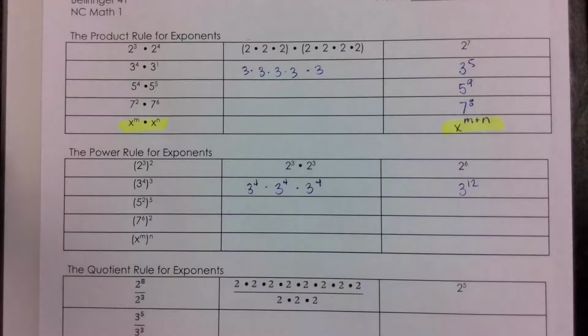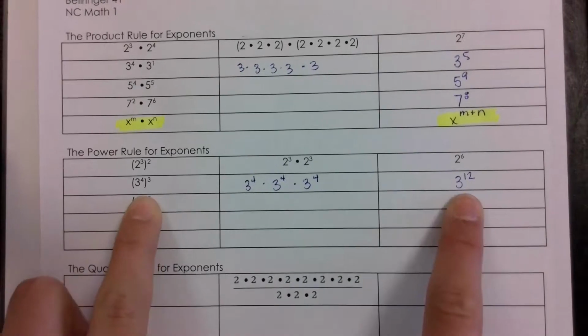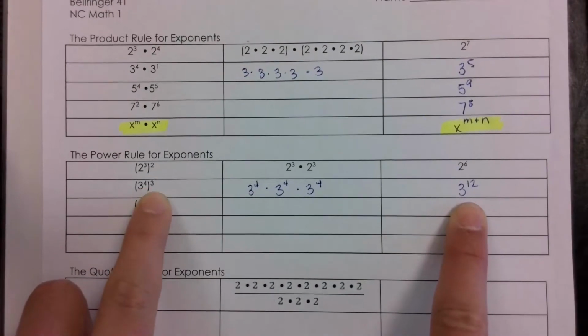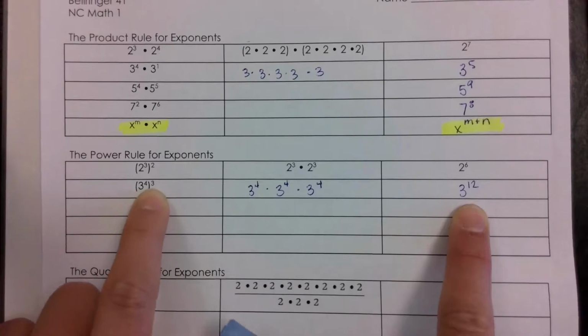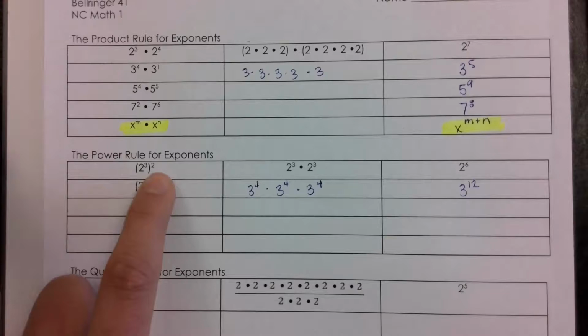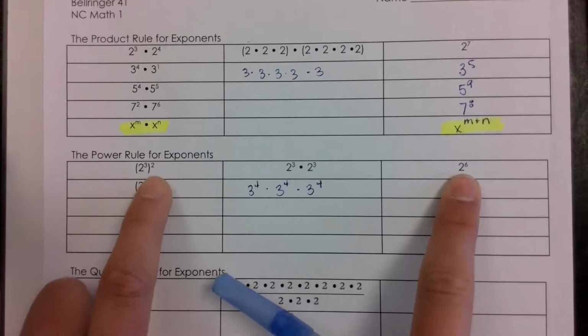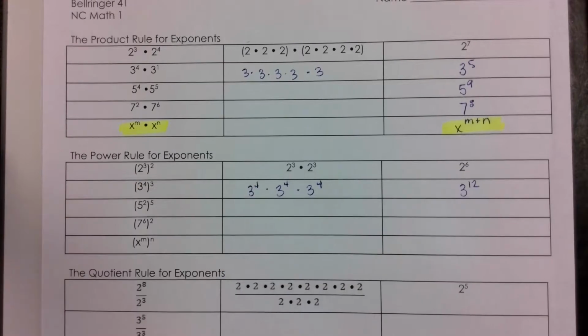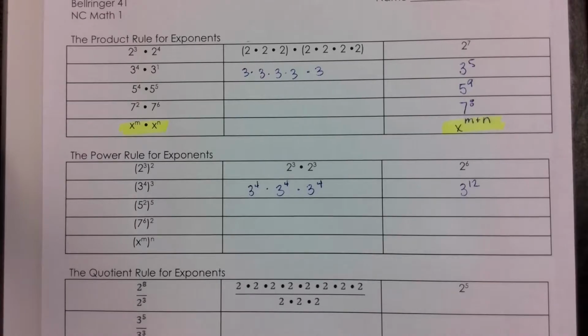Have we found a shortcut rule yet? If we go straight from here to here, you've got 3 to the fourth to the third. 4 times 3 gives you 12, and in the one before, 2 times 3 gives you 6. So if it's a power to a power, you're just going to multiply. Now I'm really cheesy and I like to come up with things to help y'all remember stuff. So I'm always like, if it's a power to a power, you multiply.